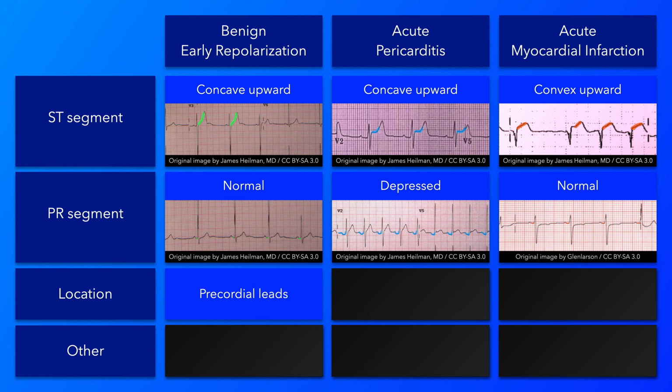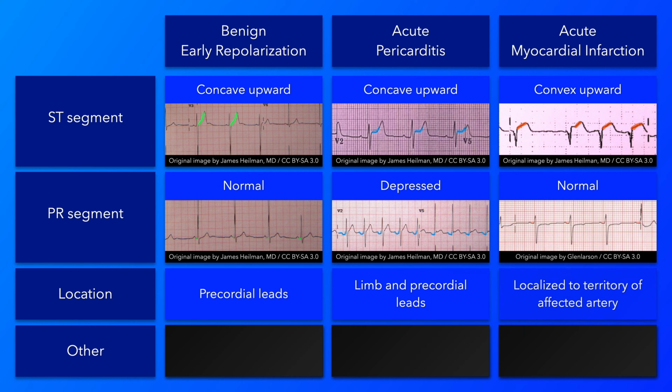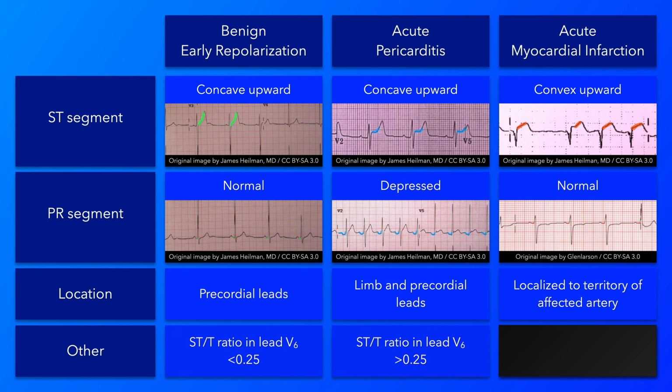With benign early repolarization, the ST segment elevation occurs in the precordial leads. With acute pericarditis, it occurs in both the limb and precordial leads. And with acute myocardial infarction, the ST segment elevation is localized to the territory of the affected artery. Acute pericarditis is more likely than benign early repolarization when the ST elevation to T wave height ratio is greater than 0.25. With acute myocardial infarction, other findings may be present, such as Q waves, reciprocal ST segment changes, loss of R wave height, or poor R wave progression.